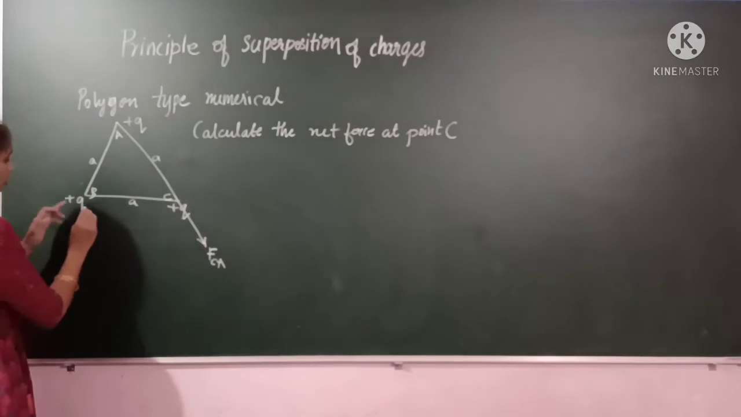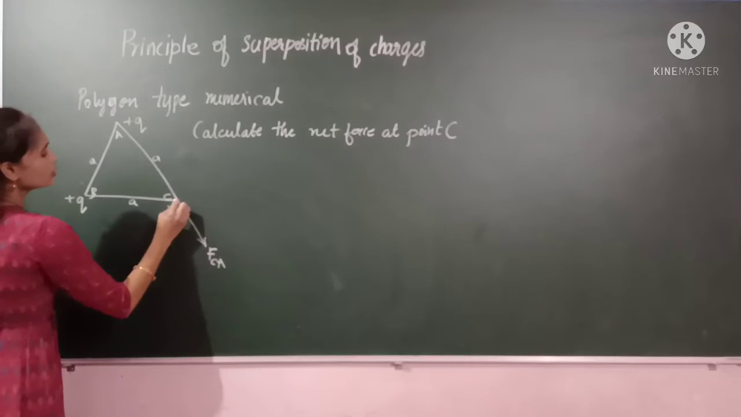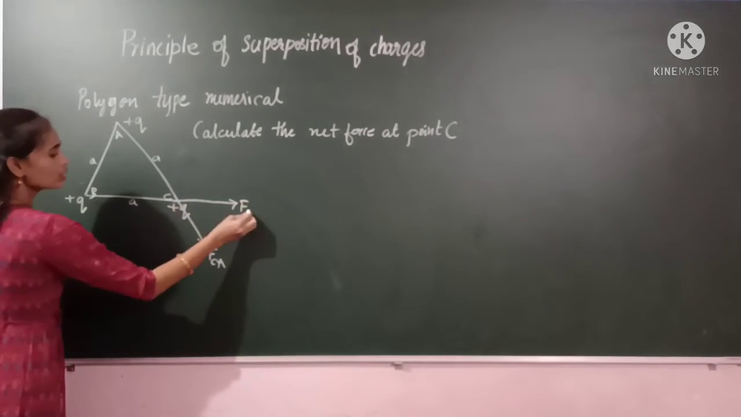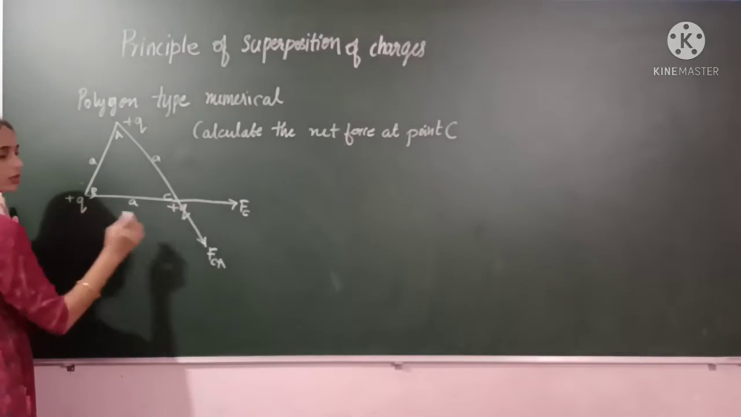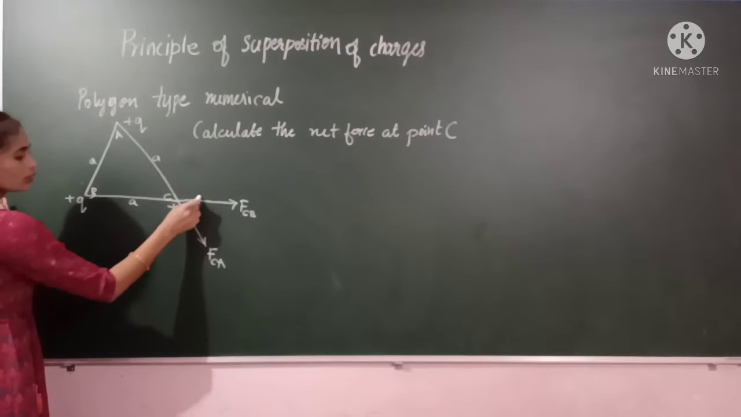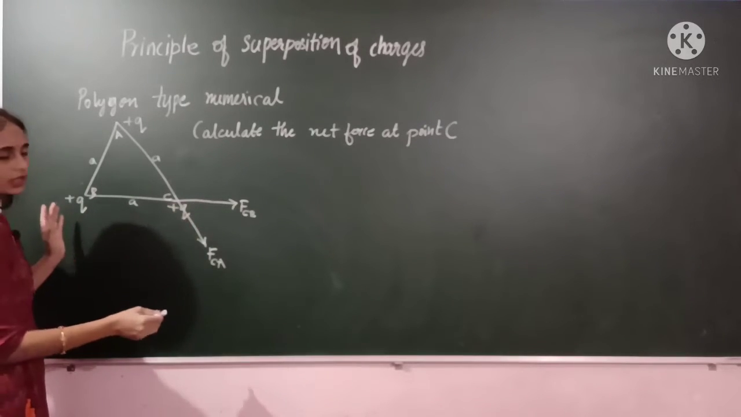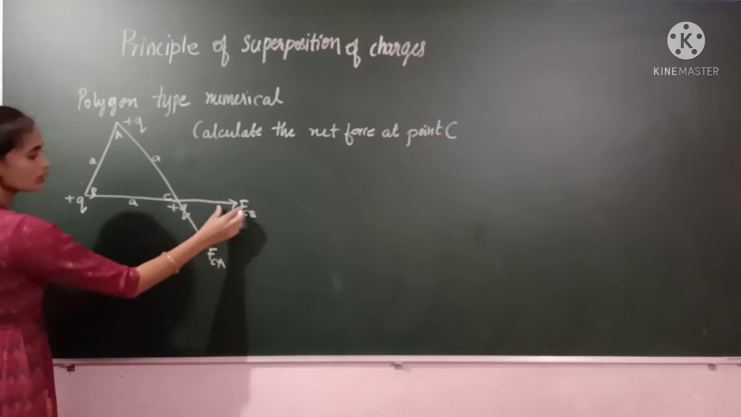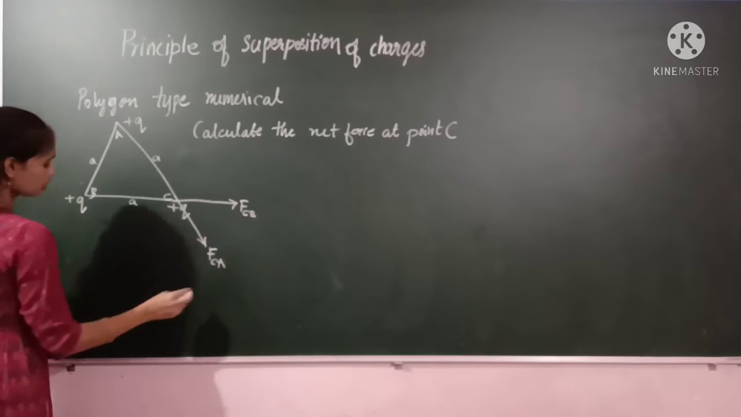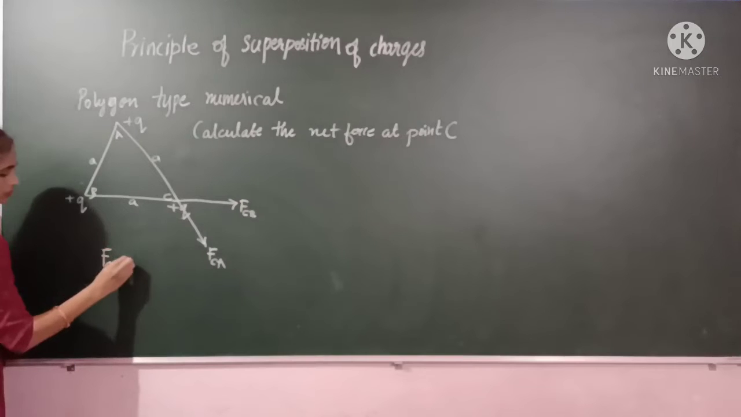Next, these two are also positive charges, so these two will also repel. This is the direction of the force on C because of the B charge. Now these two forces we have to add. Force is a vector quantity, so we have to do vector addition. To add these two vectors, first we will calculate this force. What is the force on C because of the B charge?